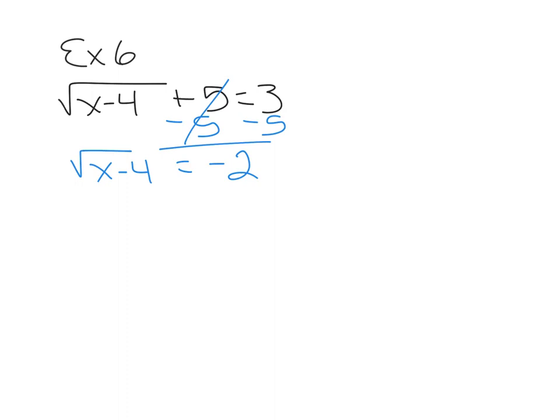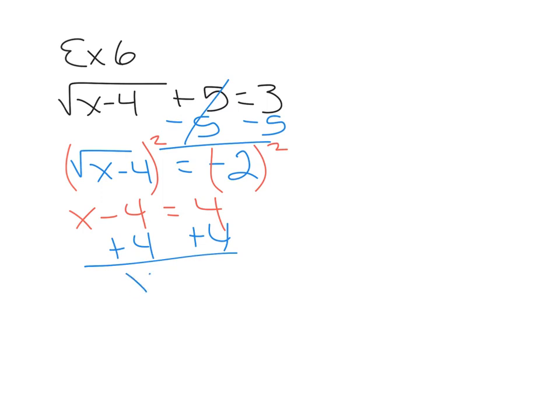And then we're going to get rid of the radical by using the exponent that matches the index, which in this case is 2. That says x minus 4 equals 4, because negative 2 squared, negative 2 times negative 2, is 4. And then to get rid of this negative 4, we're going to add 4, which equals 8. So we have a solution of x equals 8.